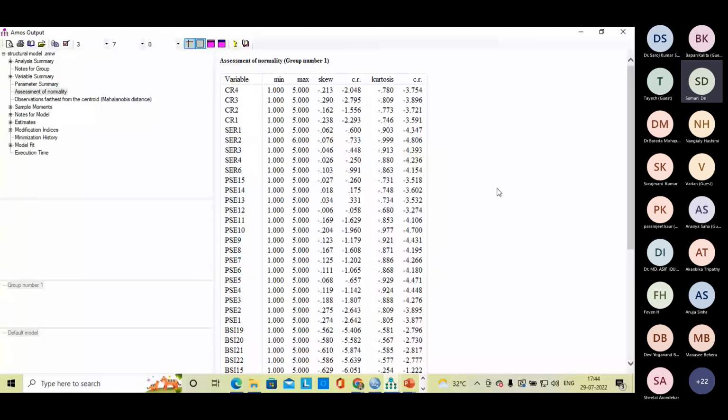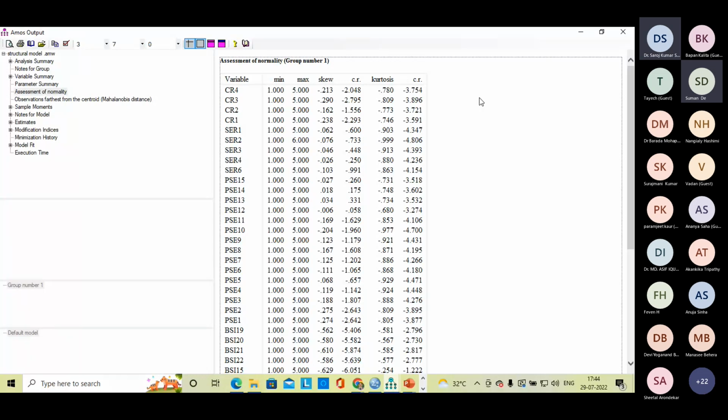Yes, 1.96. So these are all CR values. CR is popularly called t. AMOS calculates it as a critical ratio. This critical ratio is nothing but the t value. If the t values are between minus 1.96 and plus 1.96, then the multivariate normality assumption holds good and has not been violated. Now look here.